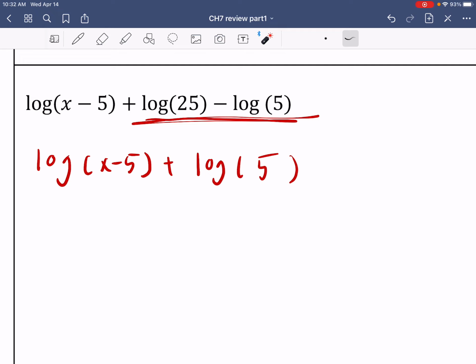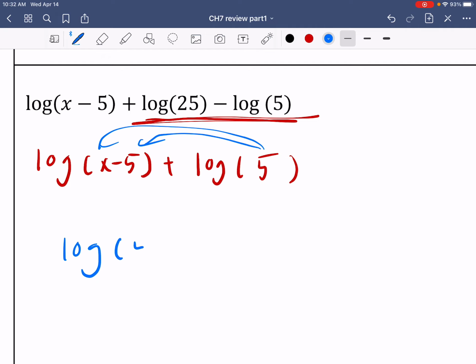Now let's go over these two then, what we have simplified and this one. So it's a plus, same base. So you can multiply them, which means you can distribute. So you're gonna get log base 10, which I'm not gonna write because it's the same thing. So that's what you're supposed to get. Okay.